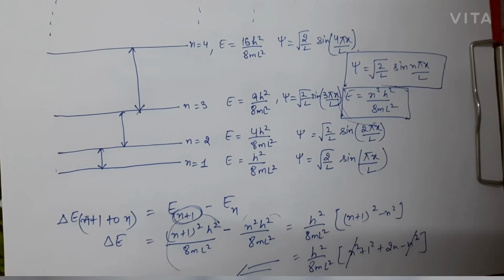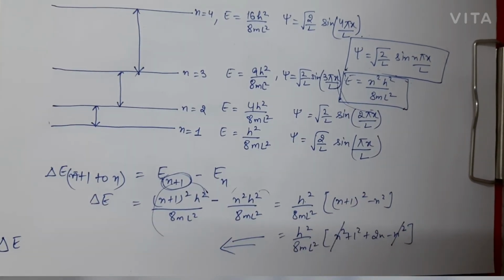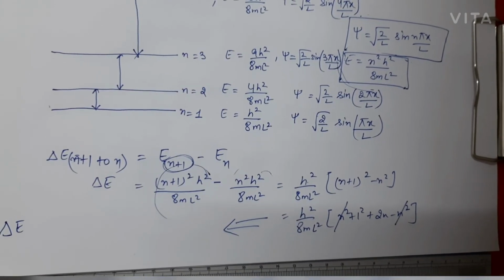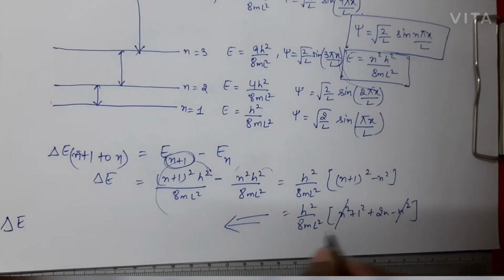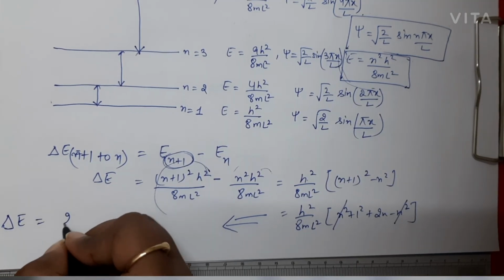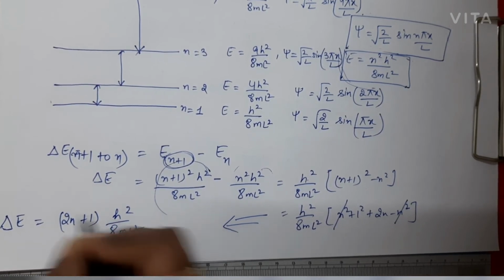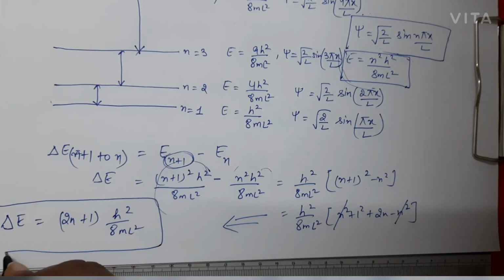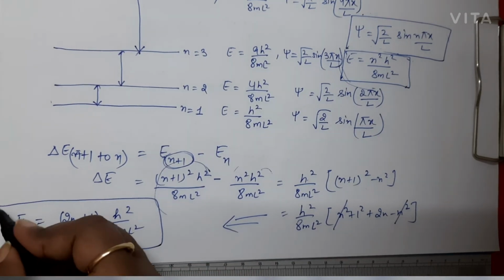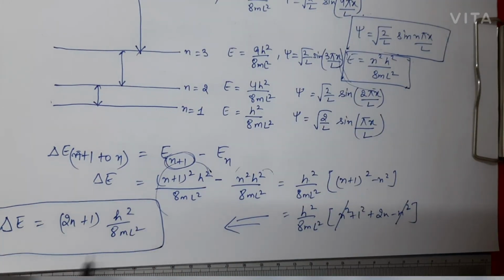So what you will be getting is delta E equals 2n plus 1 into h square by 8 m L square. So this will be the relation used to find the spacing between two consecutive energy levels. Using this equation, you can find the difference between two consecutive energy levels.